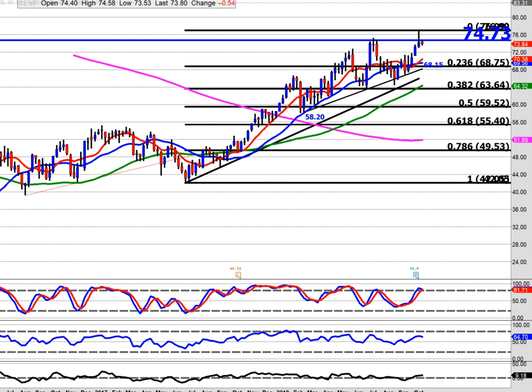Good morning. Well, you can see the oil chart in front of you, the weekly oil. Last week we made a new high and we went up to 76.90. Let's have a look and see what impact that had on the monthly chart.